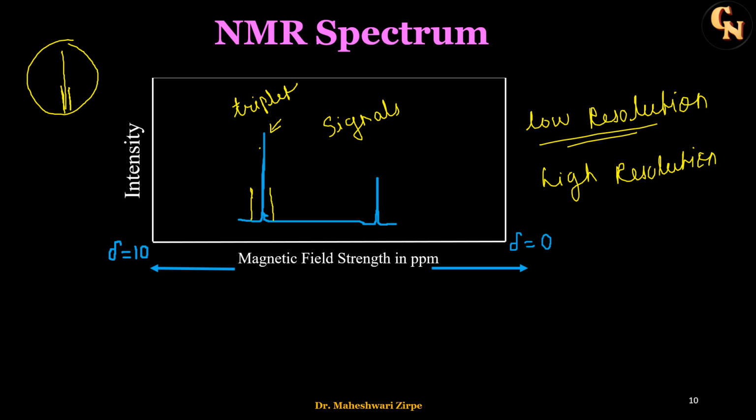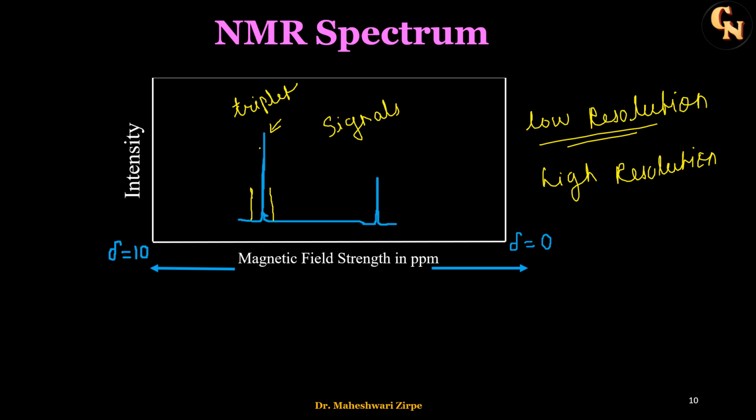So what does triplet indicate? The triplet indicates that the proton has two neighboring protons. Triplet indicates n plus 1. So n plus 1 is 3, means n becomes 2. So the proton which is showing the triplet has two neighboring protons. So two neighboring protons will show a triplet.